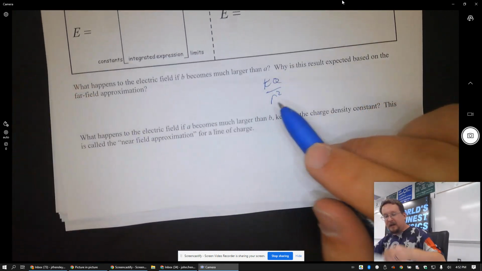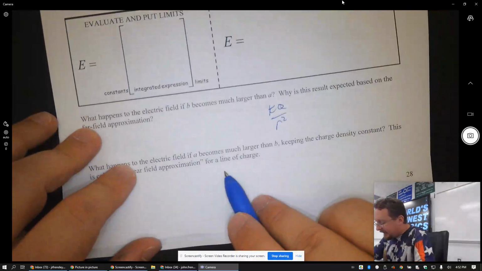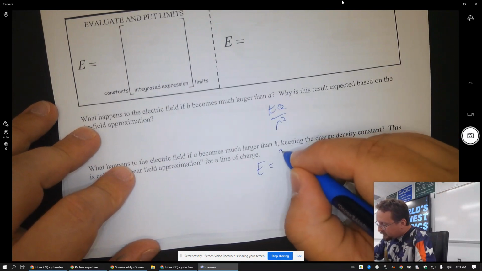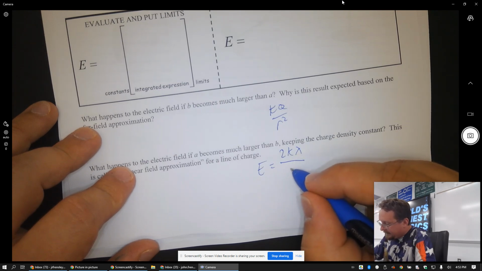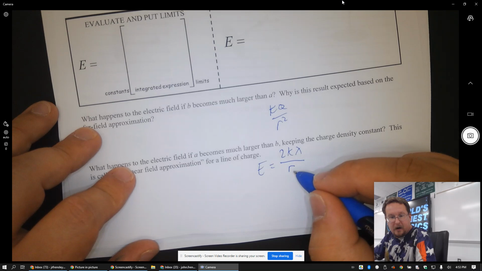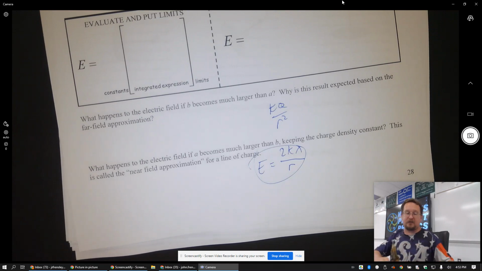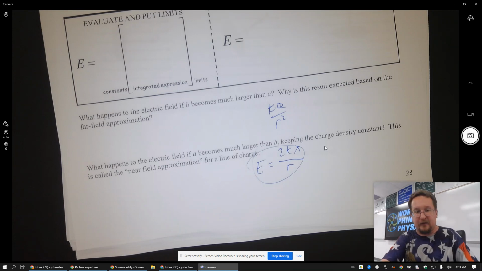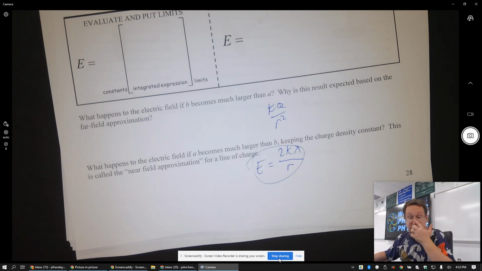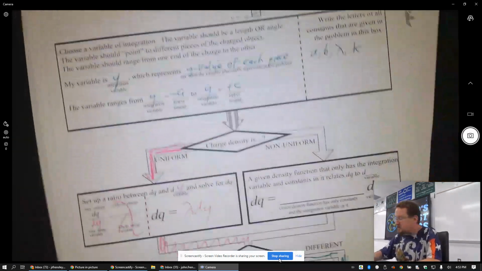And then we find out that if you get super close to the line, then it looks like electric field equals 2k lambda over r, where r is the distance from the center of the line. And they're like, okay, whoop-de-do. But then after we do a long line of charge using Gauss's law, we come back and see this again and find out, yeah, you could have used Gauss's law. If you assume that the line is super long and not finite in length, you could have used that much easier.